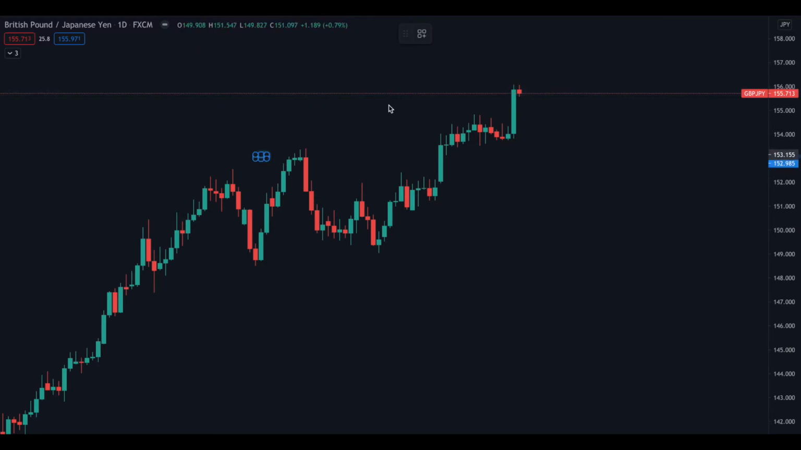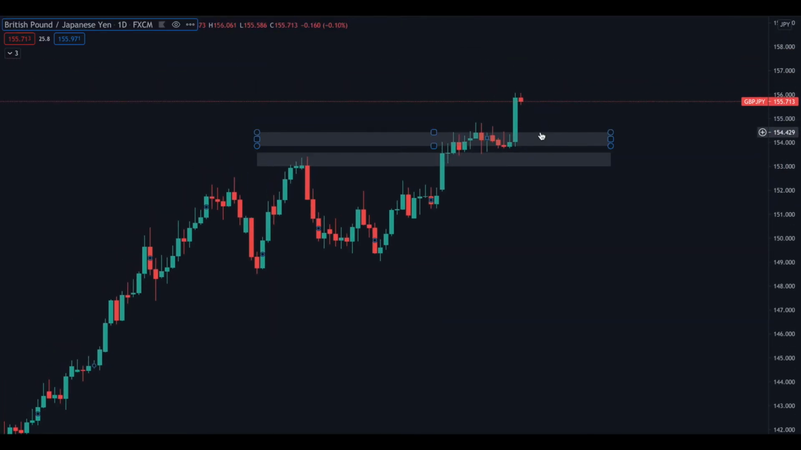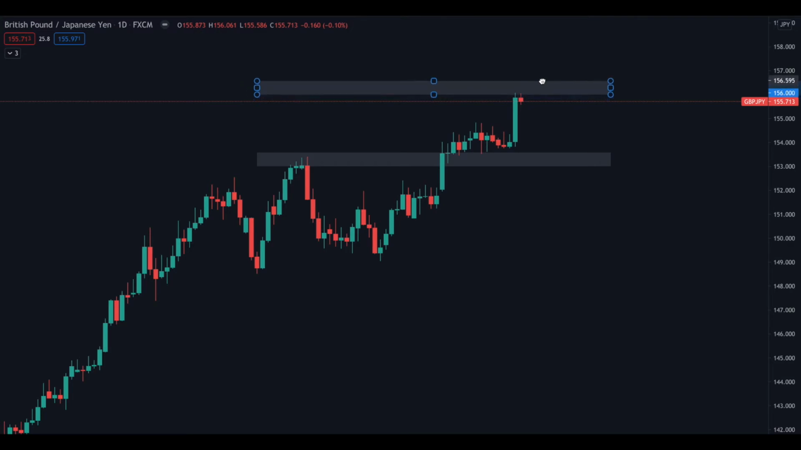The middle one was kind of here, and we can see that in the candle bodies and wicks as well. The other one was up at sort of 156, 157, like we said. So we can bring that up. Bring that up to about there.